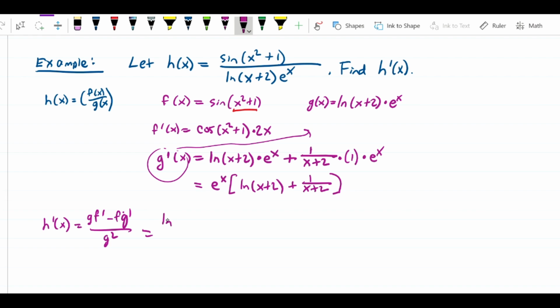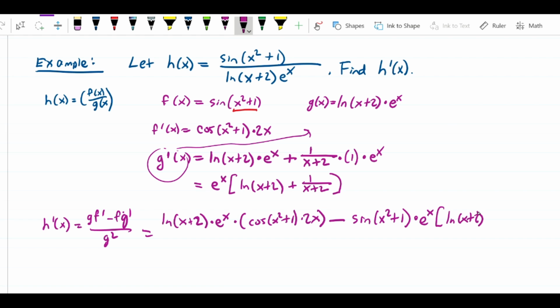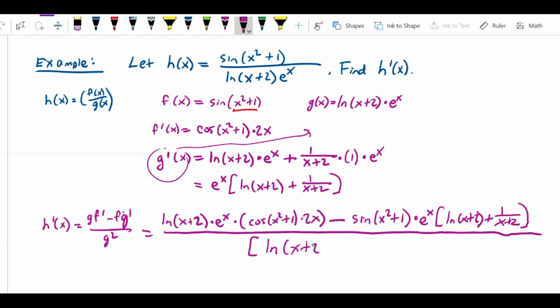So that's going to come out to ln of x plus 2 times e to the x, so g f prime, times cosine of x squared plus 1 times 2x. Minus f g prime, which is sine of x squared plus 1 times e to the x times ln of x plus 2 plus 1 over x plus 2, all over, in the very biggest fraction division sign that you've ever seen, I now have to square g. G is ln of x plus 2 times e to the x, and we just square that.